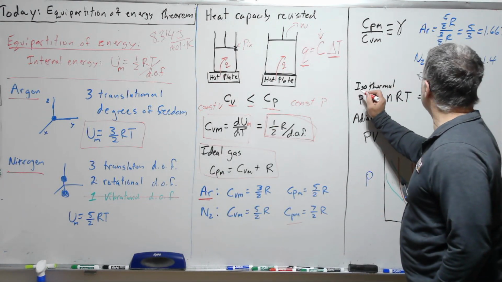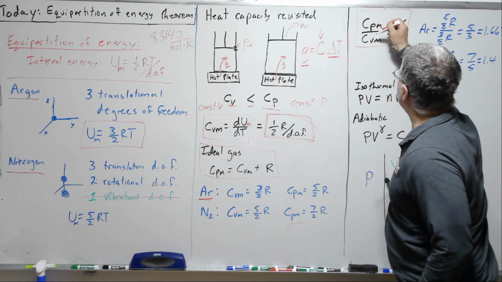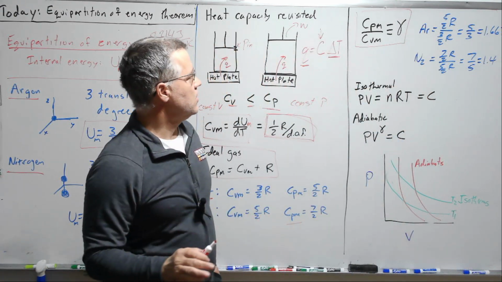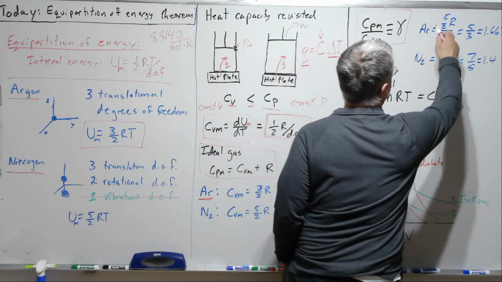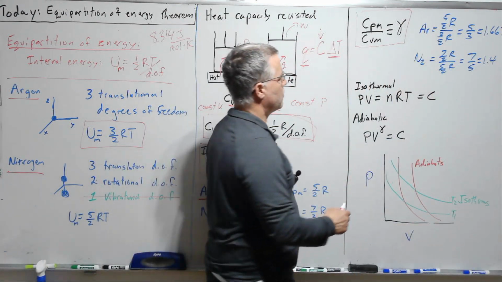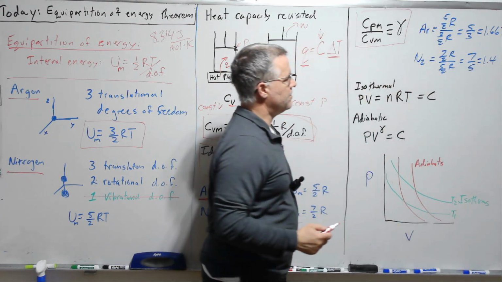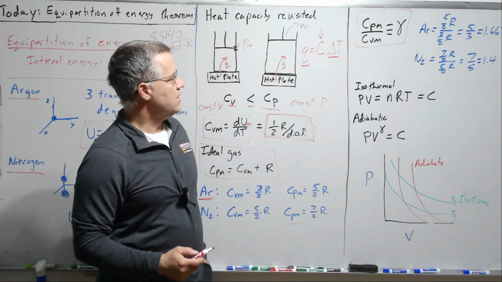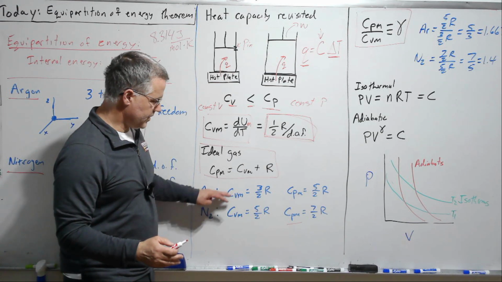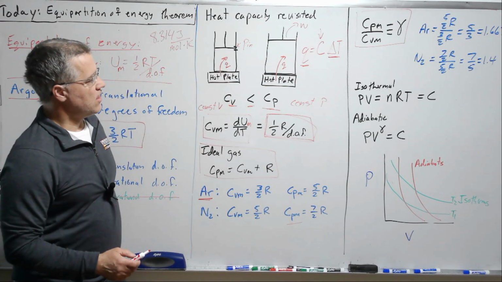First, let's define something quickly. Let's define the ratio CPM over CVM as gamma. So for argon, 5/2 over 3/2 is just 5/3. And for nitrogen, 7/2 over 5/2 R is just 7/5. Okay, so that's our gamma. It's different depending on what these values are, as we see here with nitrogen and argon.